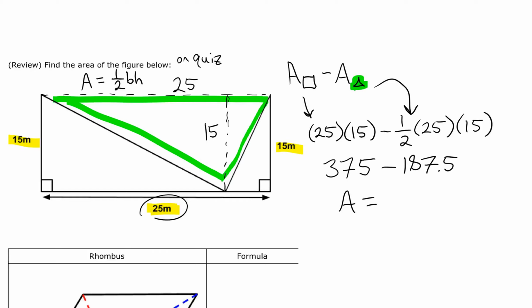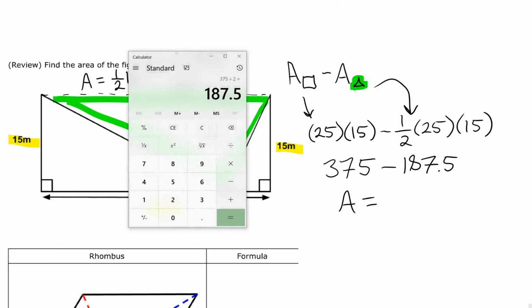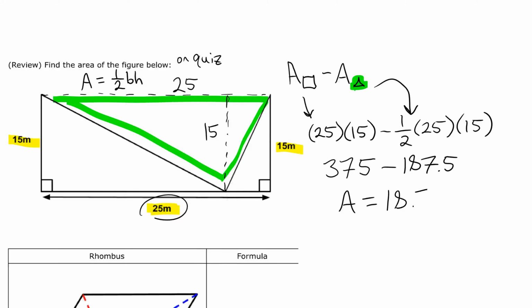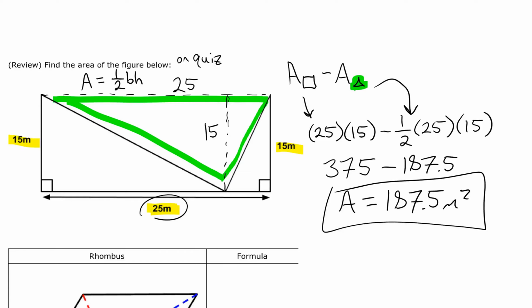Okay, so the area of the entire thing is going to be, I'm pretty sure, 187.5, because that's half of what we started with. 375 minus 187.5. Yep, it's 187.5 meters squared for this problem. Okay, so that's just to help you on one of the problems on the quiz. Hopefully it won't trip you up too much.